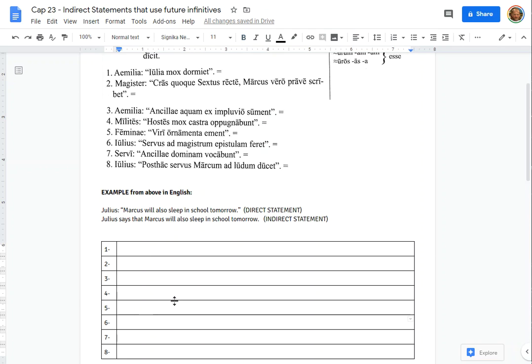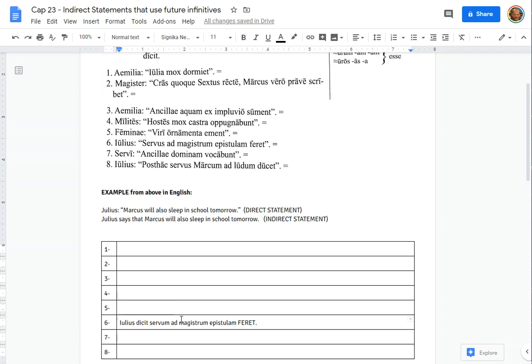So here we go. In number six, Julia says, a slave will bring the letter to the teacher. So we want to take that direct statement and make it indirect now. So we will start with Julius. Julius dicit. What does Julius say? He says that, and here comes the accusative subject, servum, a slave. Ad magistrum stays the same, as does epistulam. And what do we do with feret? All right, I'm going to leave this capitalized for a second.